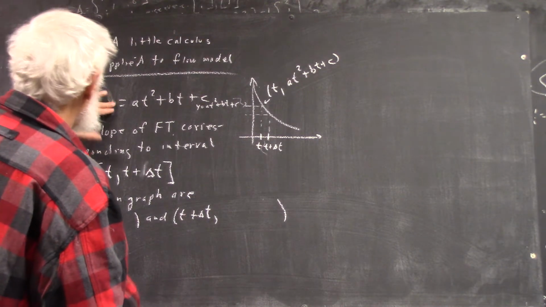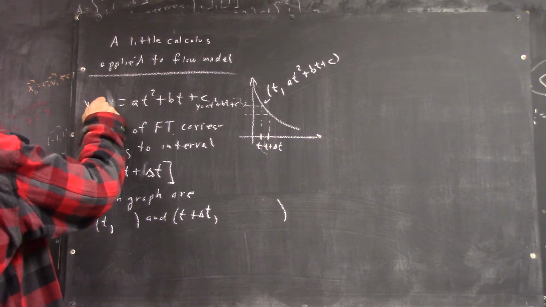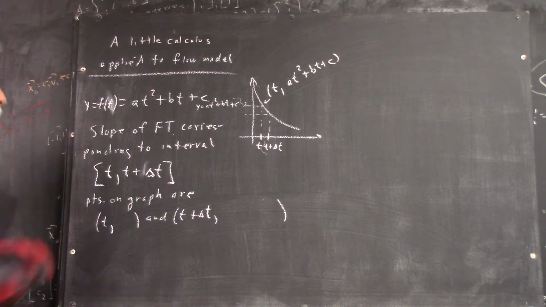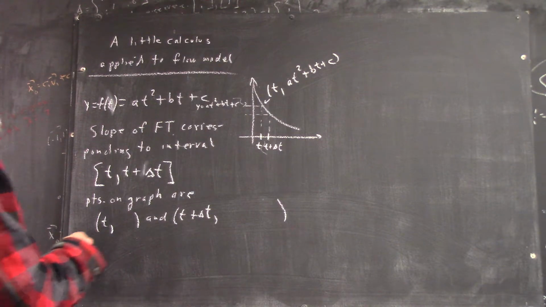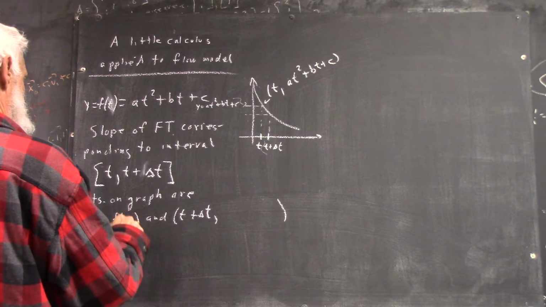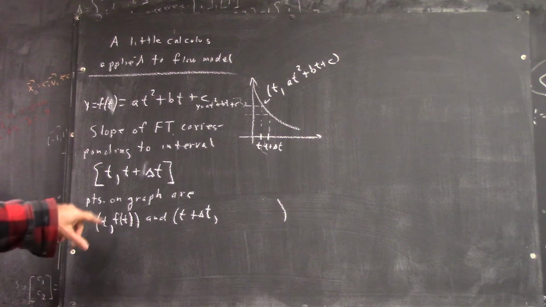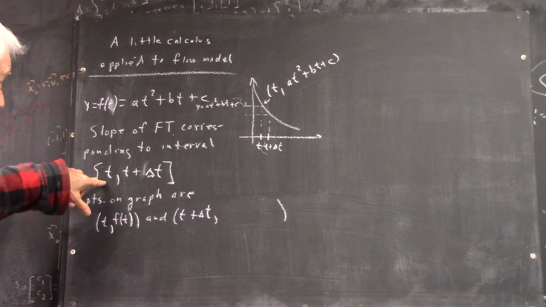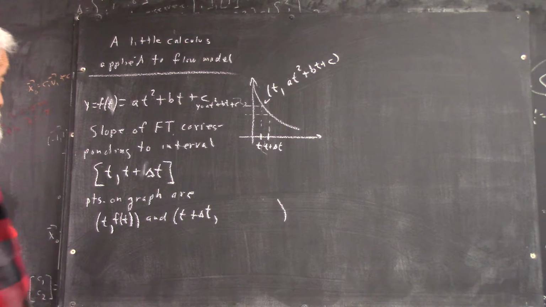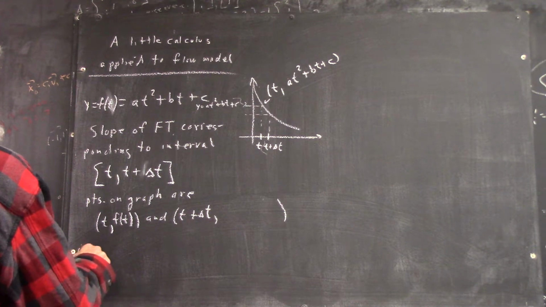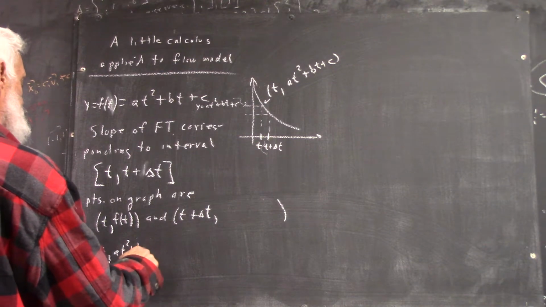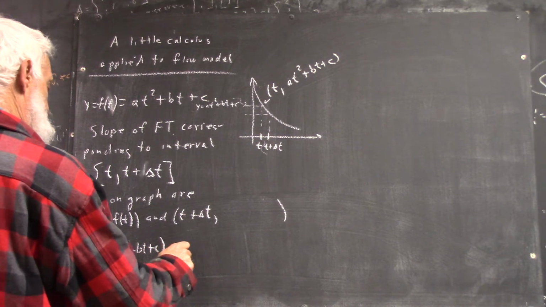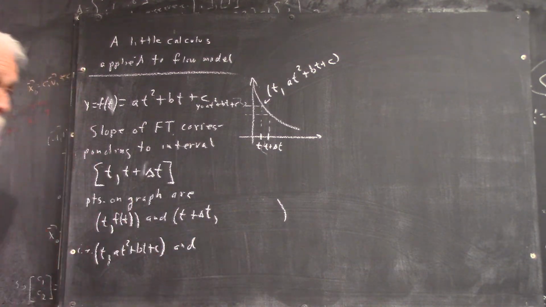Well, let's modify this a little bit, and let's use f of t to avoid a confusion that's going to arise if we don't, okay? So the point corresponding to t is the point t, f of t, which is going to be t, at squared plus bt plus c, and what?